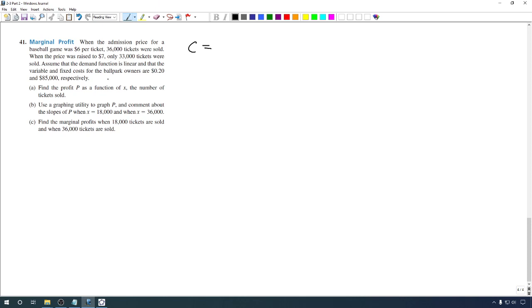So our cost here, our fixed cost, remember, was $85,000. Our variable cost is 0.2. I'm going to leave that in dollars and not convert that to 20 cents now. And that variable cost is going to be multiplied by x, x here representing our number of tickets. So the cost function is actually not too hard to get. It's the revenue that's going to be a little bit trickier.